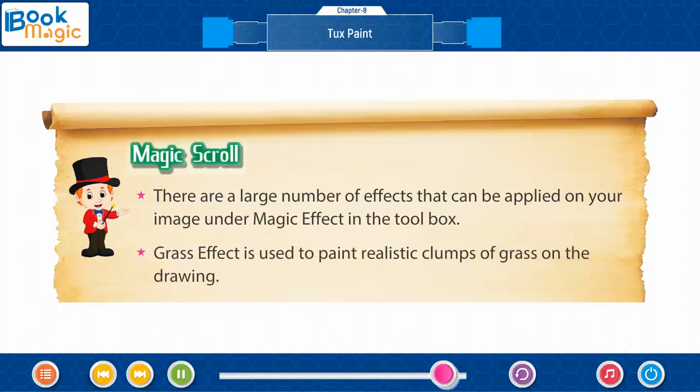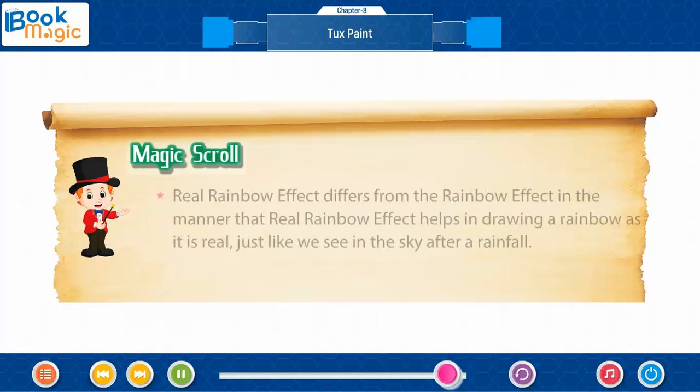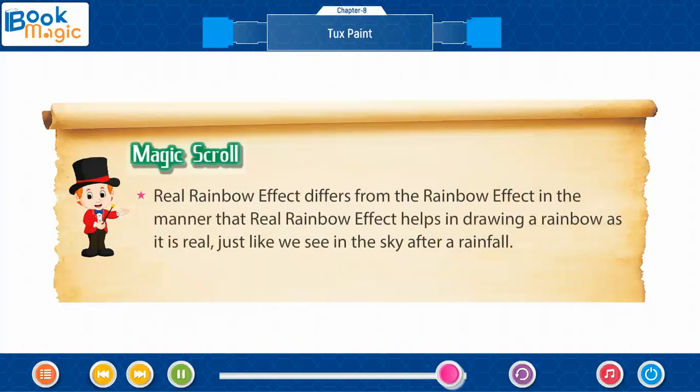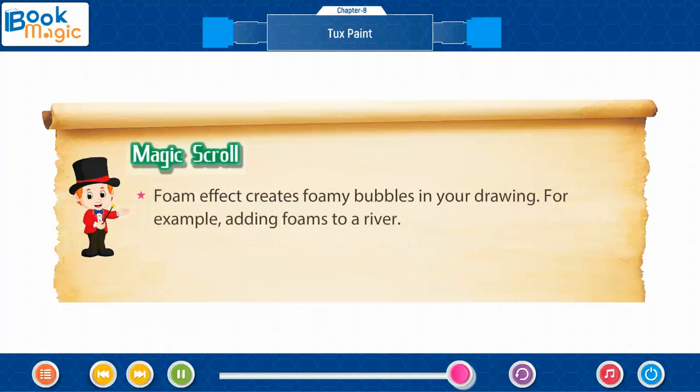Grass effect is used to paint realistic clumps of grass on the drawing. Real rainbow effect differs from the rainbow effect in the manner that real rainbow effect helps in drawing a rainbow as it is real, just like we see in the sky after a rainfall. Foam effect creates foamy bubbles in your drawing, for example, adding foams to a river.